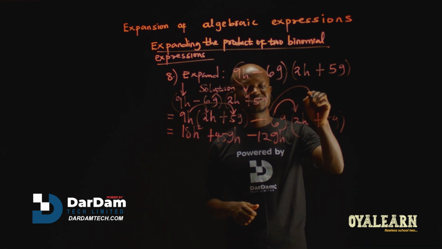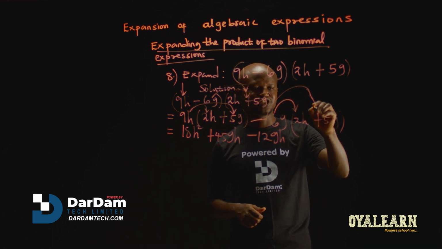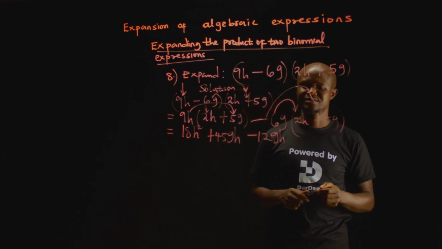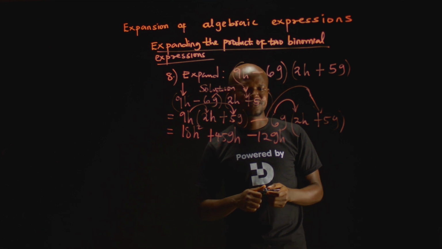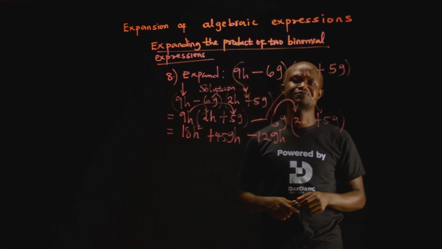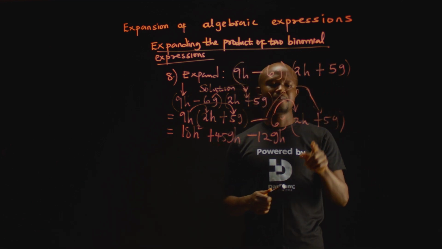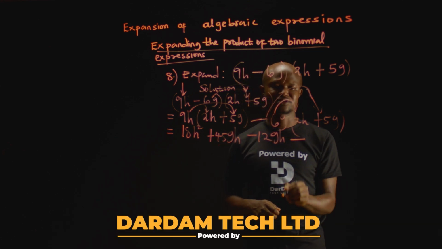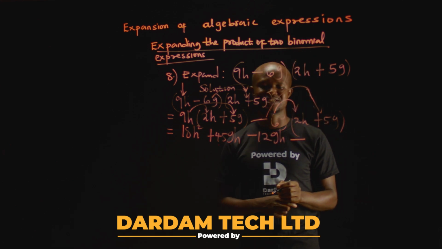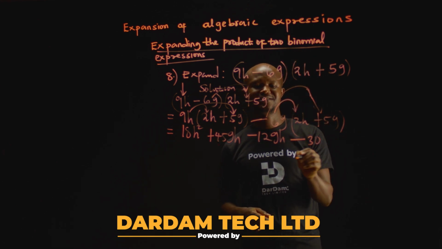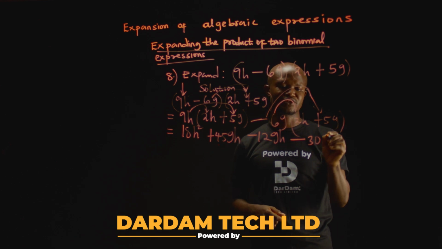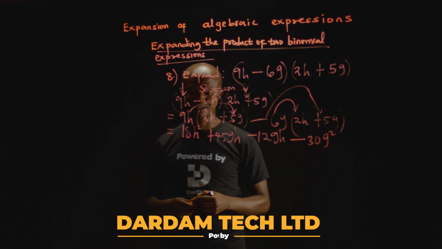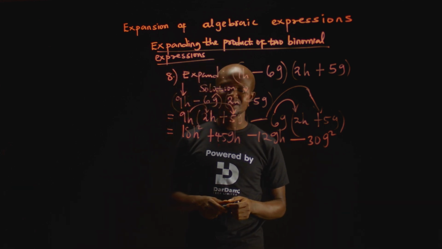Now we use this minus 6g to multiply the second term in the second algebraic expression. So minus 6g multiplied by 5g. Minus times plus will give us minus. So 6 times 5 will give us 30. Then g times g will give us g squared. Now we have 4 terms in this algebraic expression.